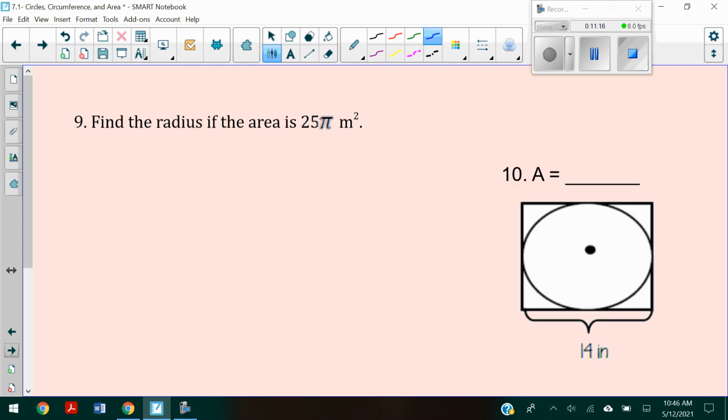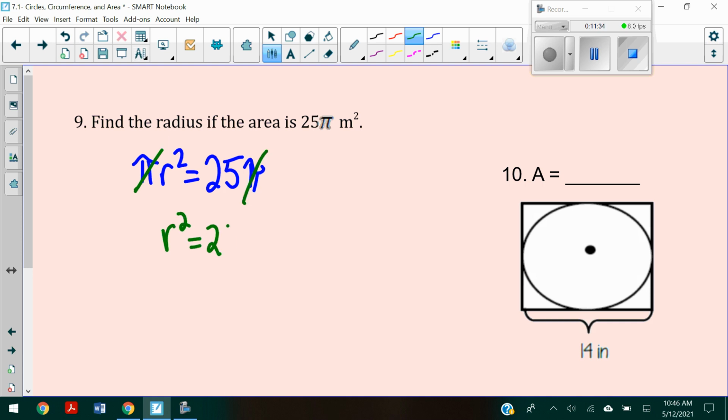Find the radius if the area is 25 pi meters squared. So pi times r squared is equal to 25 pi. So again, I see a pi on both sides, so I'm going to simplify by canceling that. So I get r squared equals 25. Well, to undo a square, I'm going to take the square root on both sides. So r equals 5.